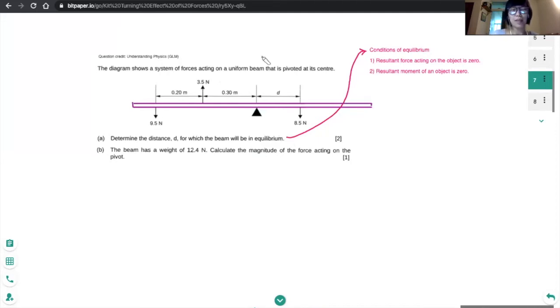Now, first things first, when you read the question, step one is to notice all the information, all the little hints given in the question. As you can see, we have a uniform beam. This is very useful information. Uniform beam tells you that this purple beam is made of material that is uniformly distributed inside, whereby the center of gravity is at its midpoint.